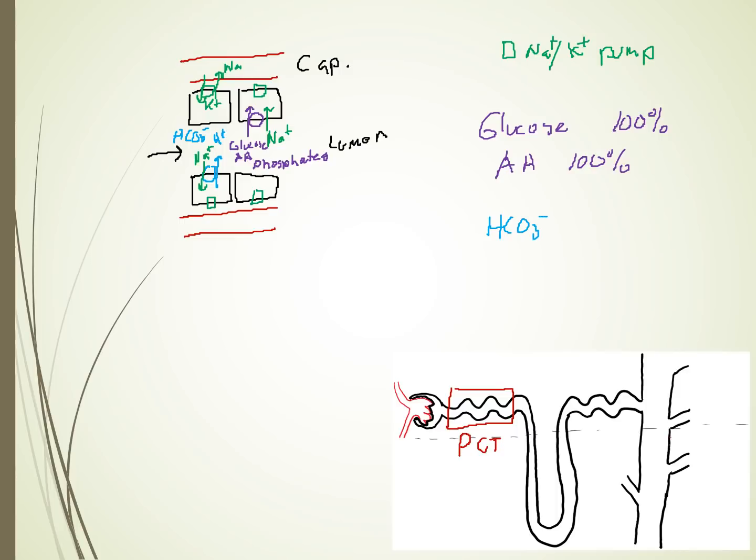But the bicarb is going to get reabsorbed, and we're going to reabsorb about 90% of that bicarb in the proximal convoluted tubule. And the mechanism is basically we're going to take advantage of this hydrogen ion that's being secreted into the lumen, and we'll ultimately be able to reabsorb the bicarb as well.